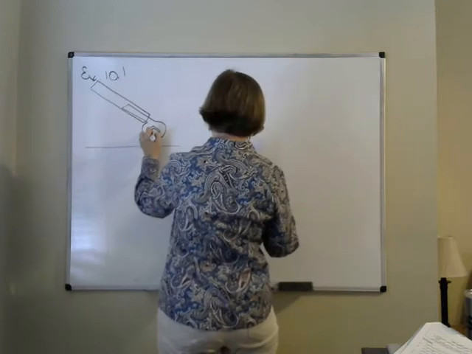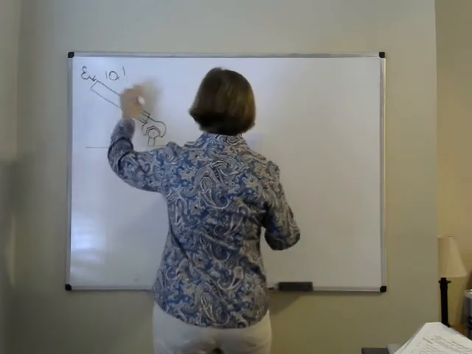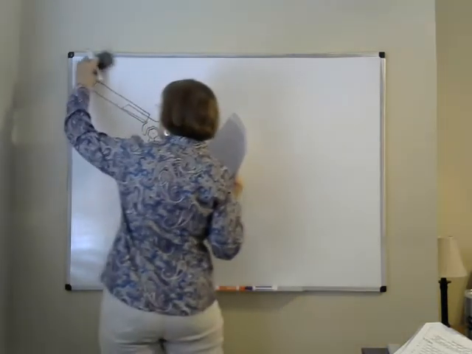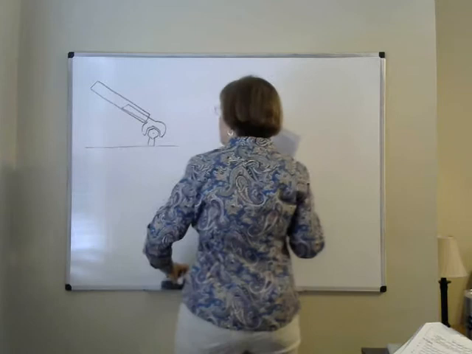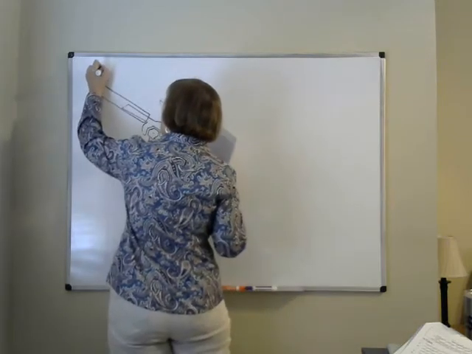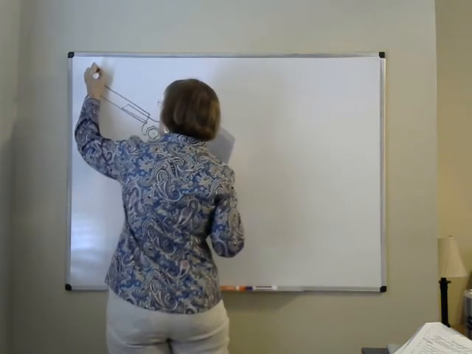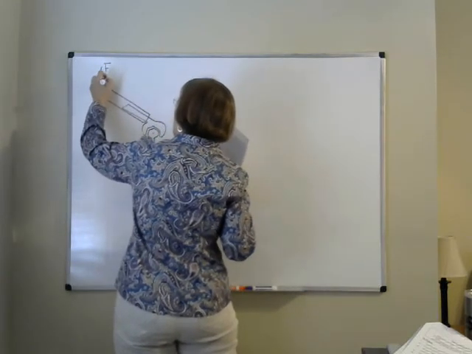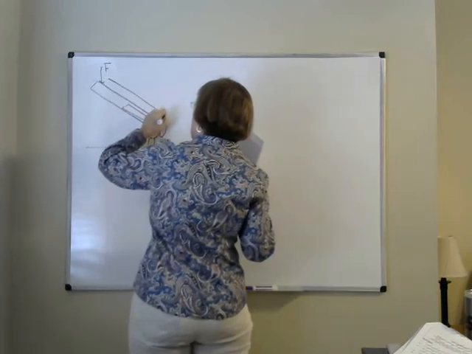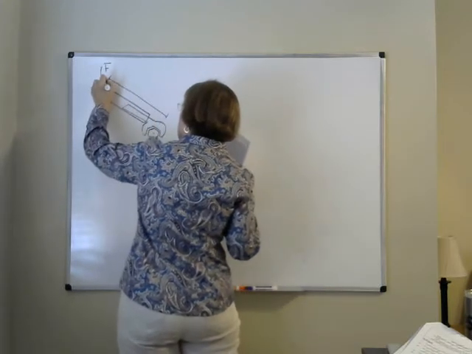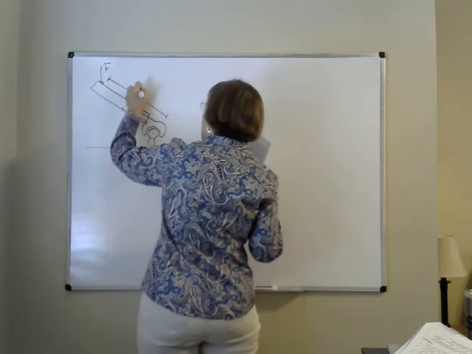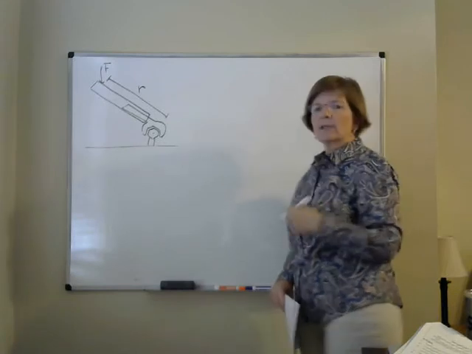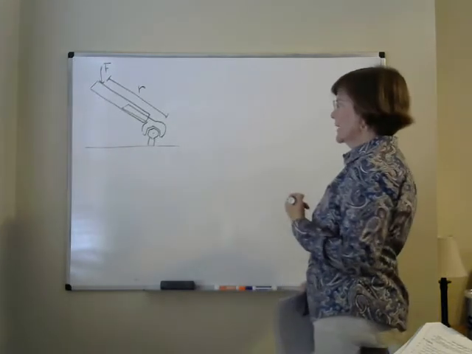Here's the center of rotation. The distance from where he's going to apply the force. I'm going to extend my picture just a little bit. He's going to apply the force right here, straight down. And that distance from where he applies the force to the center of rotation, that's our lever arm, that's R. The distance from where you apply the force to where the center of rotation is, that's your R.